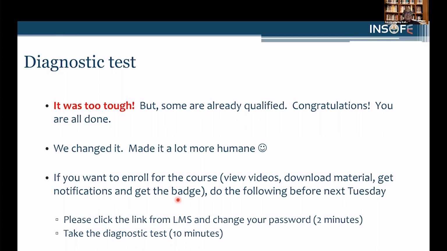But before that, one quick note about the diagnostic test. I asked my data scientist to create it. When I looked at it, the first question itself, if A was the brother of B, B was the sister of C, figure out the maternal uncle, it was too tough. I said, oh my God, I can't solve this. But already some of you wrote the exam and got qualified. Congratulations, well done. Okay, you are done, you don't have to worry. But for the sake of others, I changed it. I made the exam a lot more human, easier, okay?